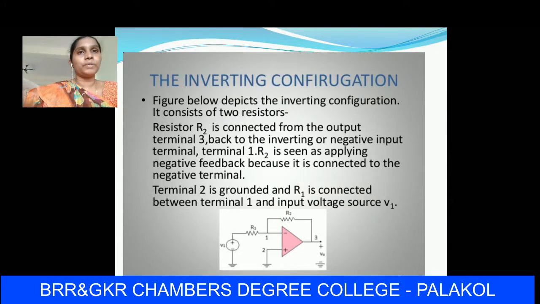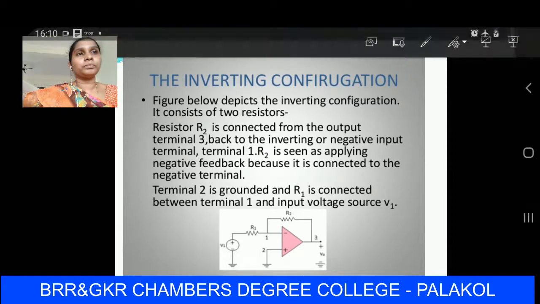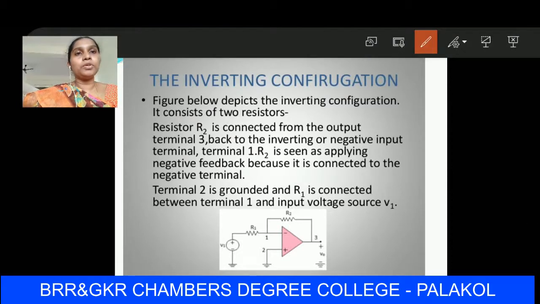Here this is a figure indicating the inverting configuration. The difference of an inverting configuration is we are applying the input to this inverting terminal. Here this is the inverting terminal, minus. So minus is the inverting terminal. Here this is Vi. Vi is the input. So that's why input is applied to the inverting terminal.